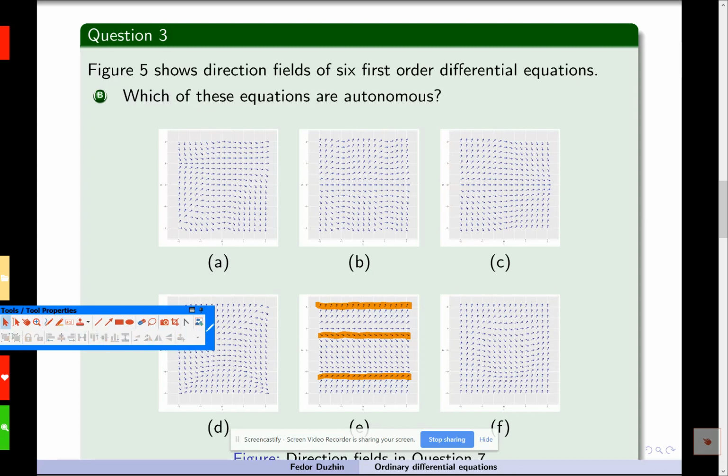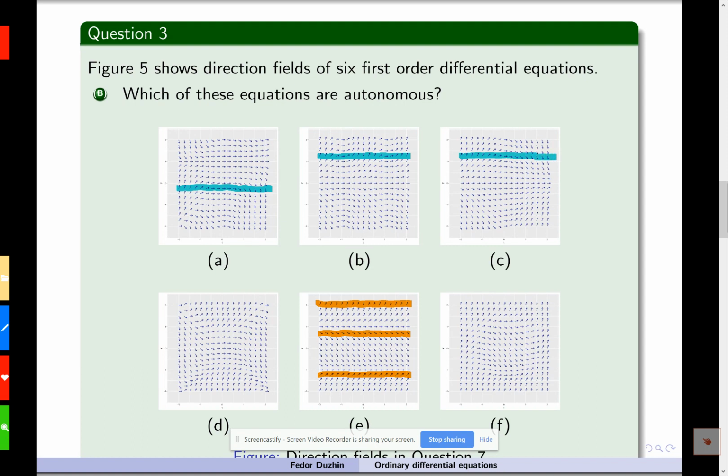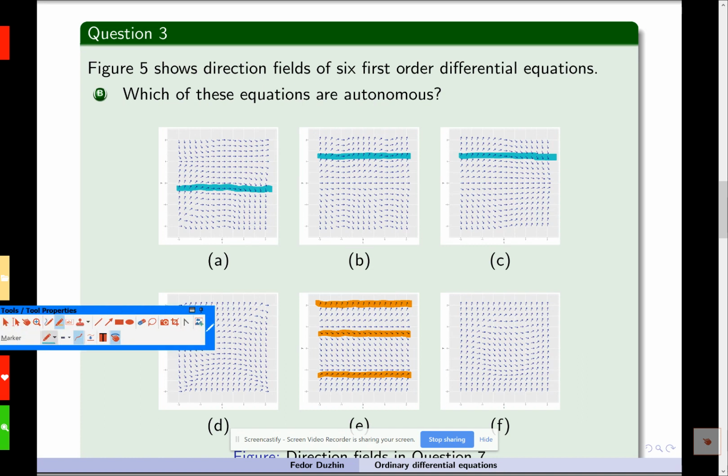It is equation E. Maybe just for comparison, if you tried the same thing for A, then you see that I'm trying to follow these arrows for a specific value of y, but the arrows are different. Again, the arrows in this highlighted portion are different, while for equation E, all these arrows in these highlighted portions are the same, which means that it is autonomous. All right, so the correct answer is E.